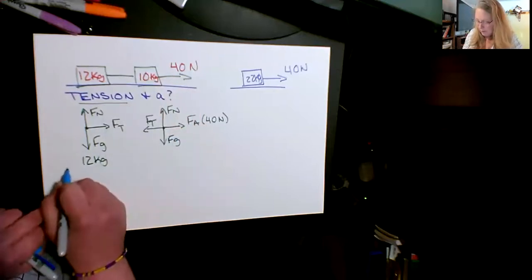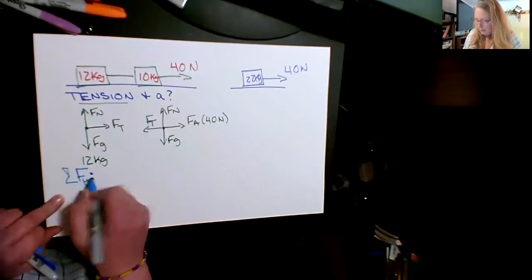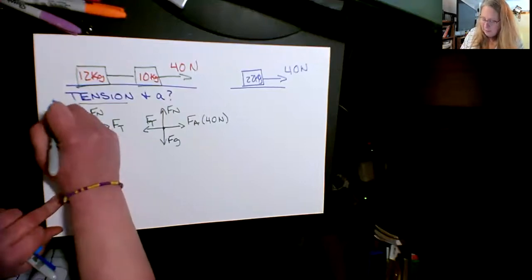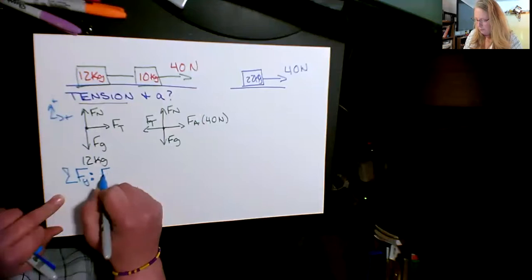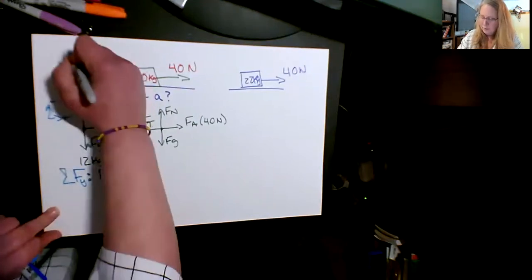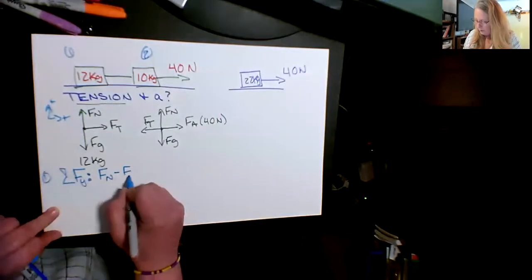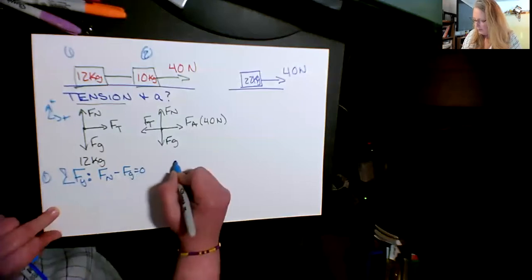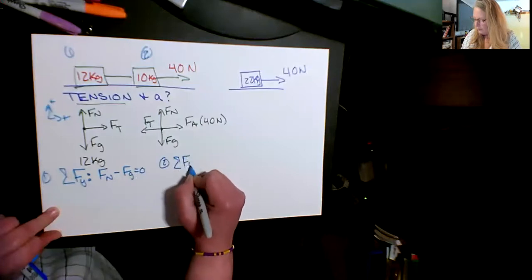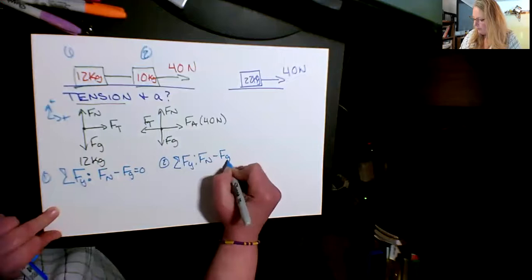So I can start with that. The sum of my forces in the y, if I define to the right and up as positive, gives me the force normal minus the force of gravity. And let's call this mass 1 and mass 2. For mass 1, it will be 0, and the same for this one. So for mass 2, the same thing: the sum of my forces in the y is the force normal minus the force of gravity.